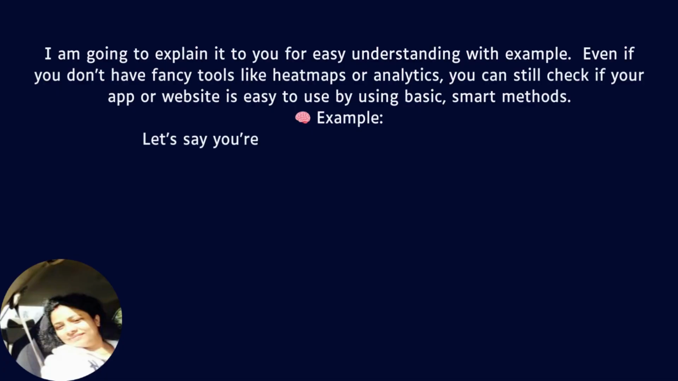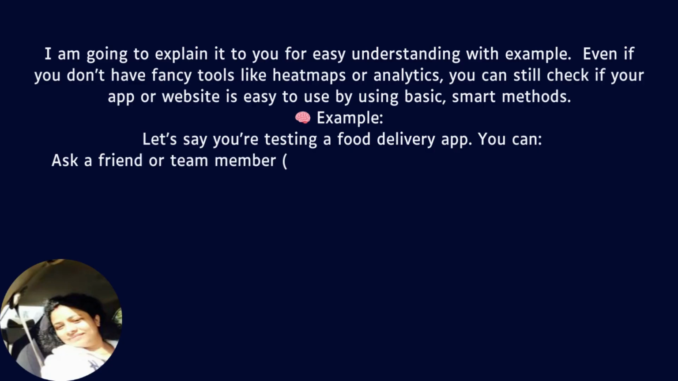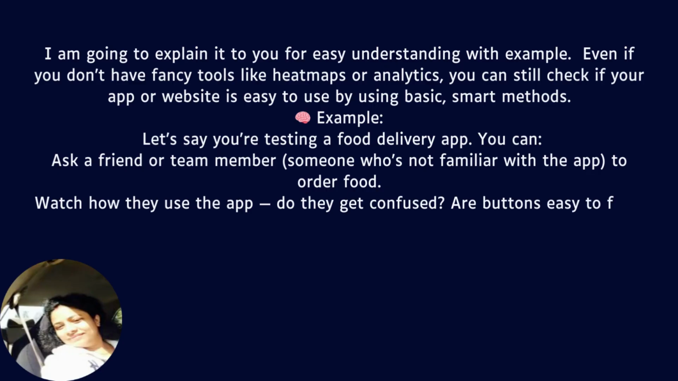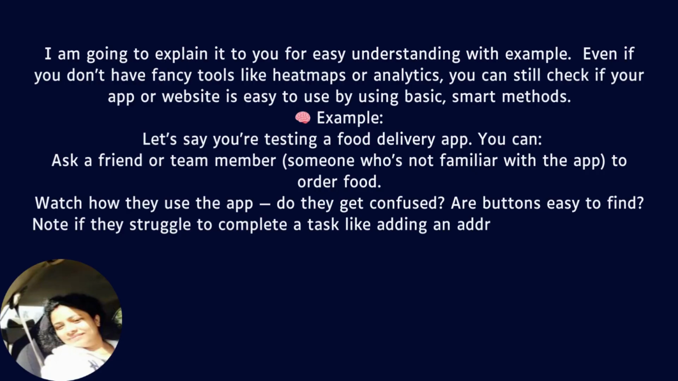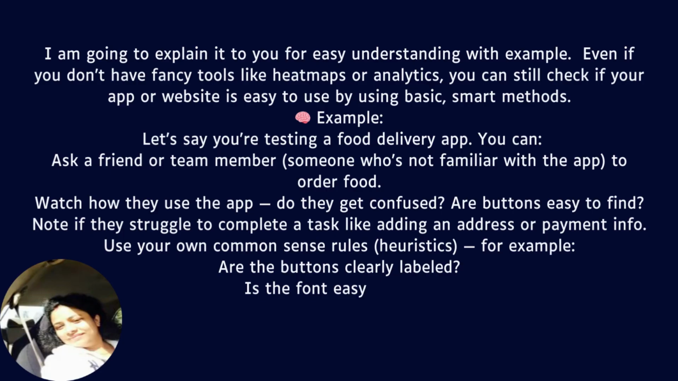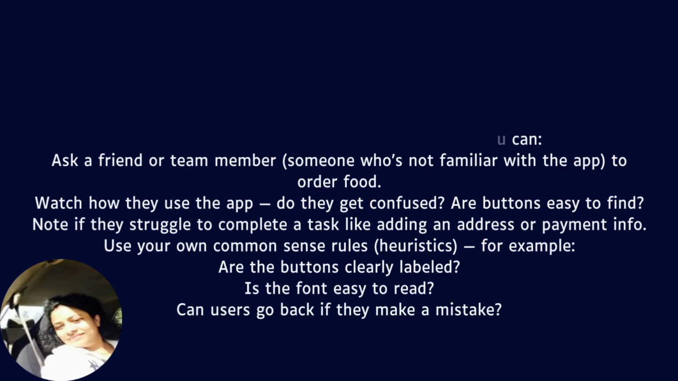Example, let's say you are testing a food delivery app. You can ask a friend or team member, someone who is not familiar with the app, to order food. Watch how they use the app. Do they get confused? Are buttons easy to find? Note if they struggle to complete a task like adding an address or payment info. Use your own common sense rules, heuristics. For example, are the buttons clearly labeled? Is the font easy to read? Can users go back if they make a mistake?